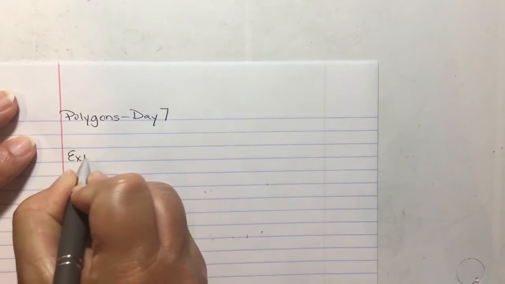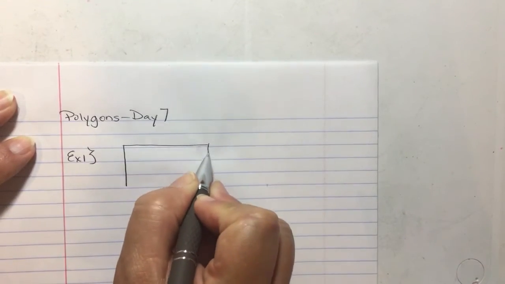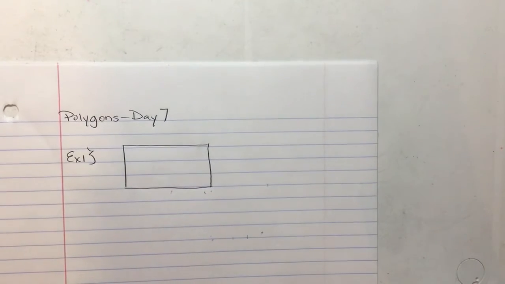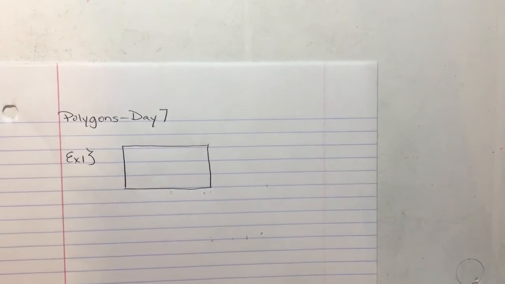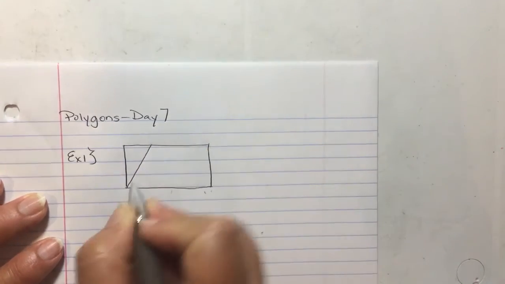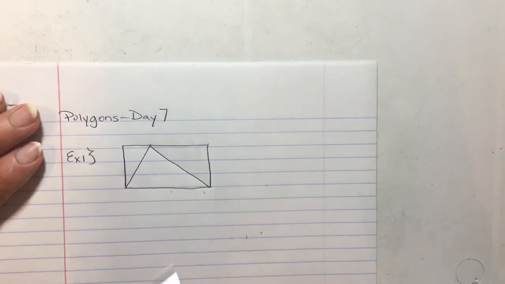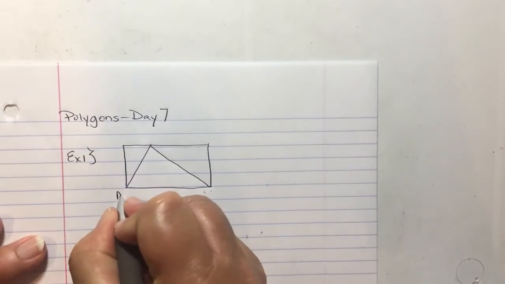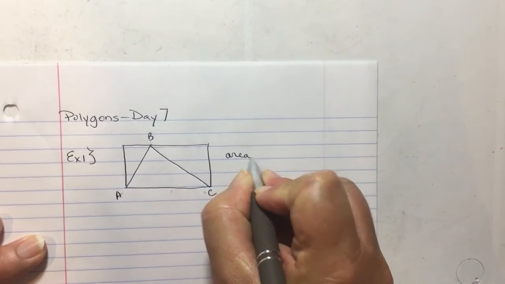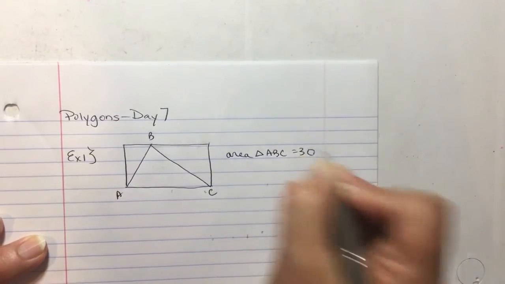And for example 1, draw a rectangle. Remember, the area of a rectangle is length times the width. I'm not going to give you the length and the width. But let's make a triangle that connects to the bottom two corners and then up to the top. I'll label that ABC. Area of triangle ABC is 30.